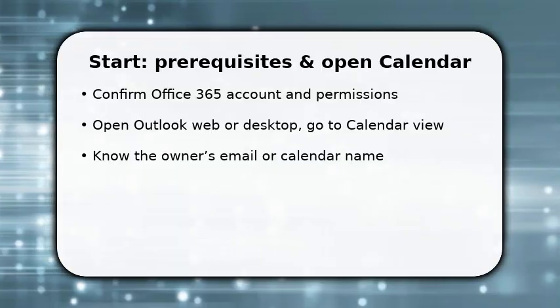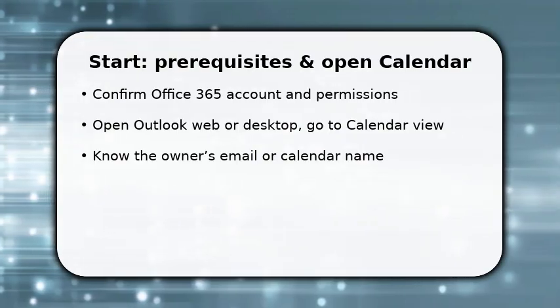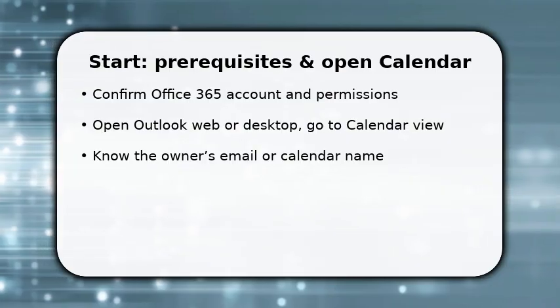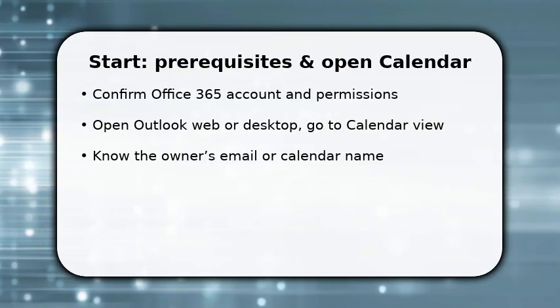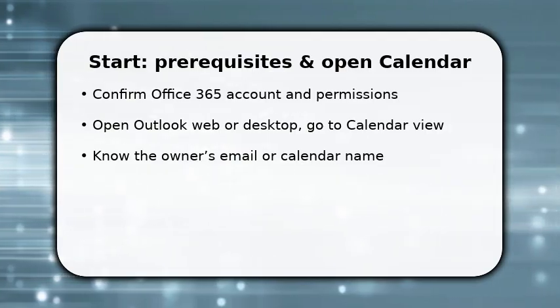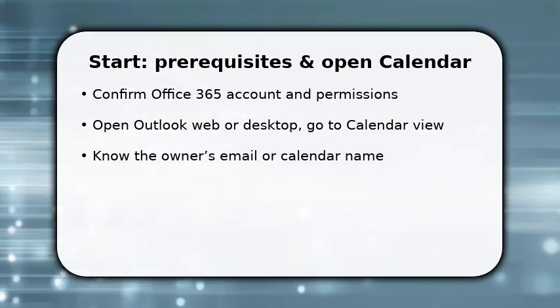You already have the essentials: an Office 365 account and the calendar owner's email. First, open Outlook web or desktop and switch to Calendar. Once there, click Add Calendar in the left pane, choose from Directory or from People. Type the owner's email or name, then press Enter to locate the shared calendar.